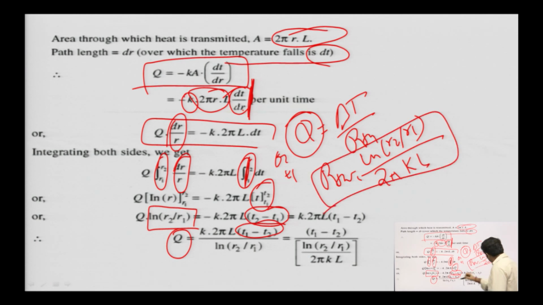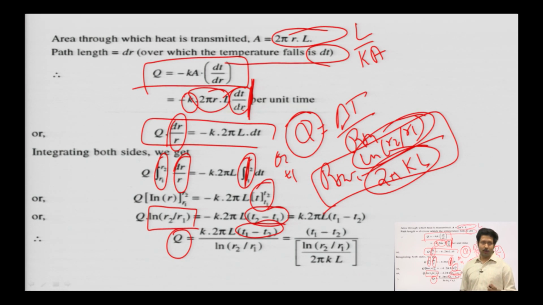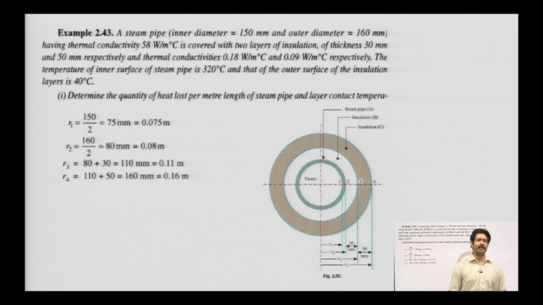From now onwards, this is what you need to remember. Till now what you have seen is L by Ka, because we have been solving numericals of slabs and rectangular elements. But from here onwards we will be solving numericals of cylinders and composite cylinders, so the resistance will be ln r2 by r1 divided by 2 pi kL. It's a simple derivation, just integrating on both sides and getting the answer.